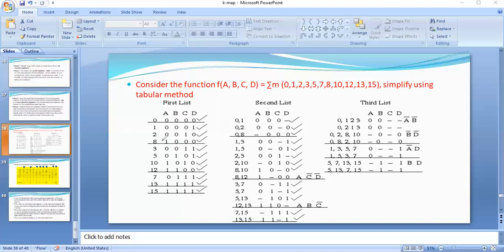Okay. After that, in a similar procedure, compare this group with the next successive group. That means you have to compare 1 with 3, 1 with 5, 1 with 10, and 1 with 12. If a comparison takes place, you have to put a tick mark. If 1 is compared with 3, as only a single bit position is different and the remaining 3 bit positions are the same, you have to put a tick mark.